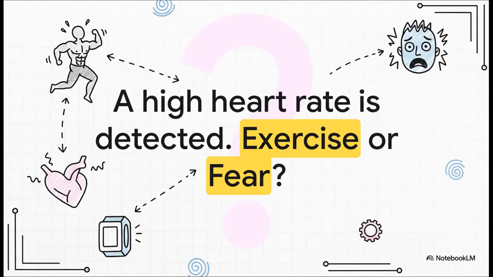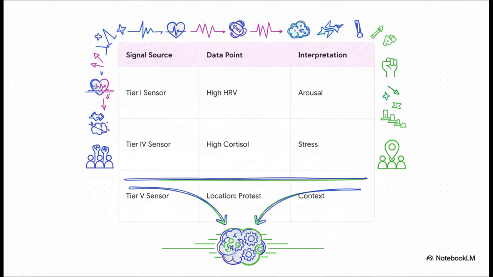Let's use a really simple example to see what I mean. A sensor picks up that your heart rate is high. So, are you on a treadmill or are you terrified of something? See, on its own, that single piece of biometric data is ambiguous. It needs context. And this is how the source claims the system gets rid of that ambiguity.